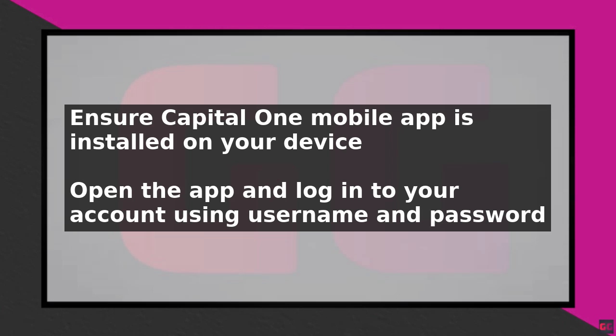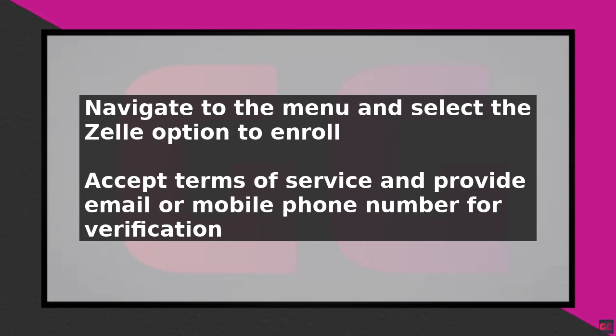If you have not enrolled in Zelle before, you will be prompted to do so. To enroll, you will need to accept the terms of service and provide your email address or mobile phone number. You will then receive a verification code that you must enter to complete the enrollment process. After enrolling, you can send money to others using Zelle.